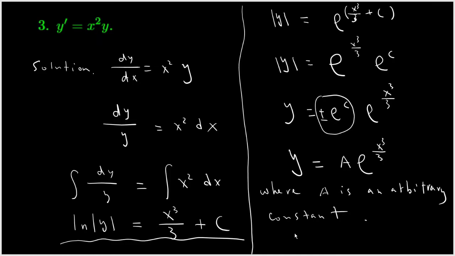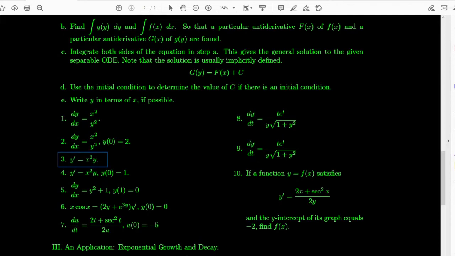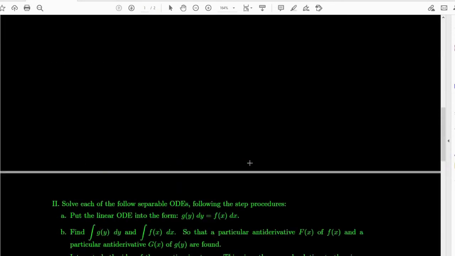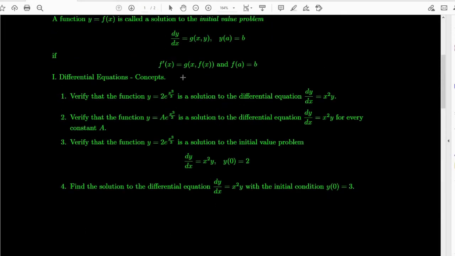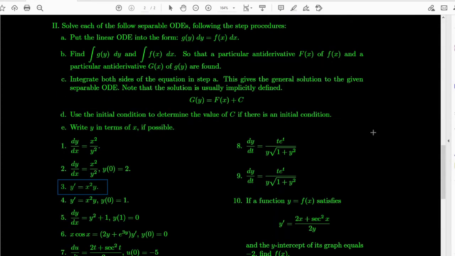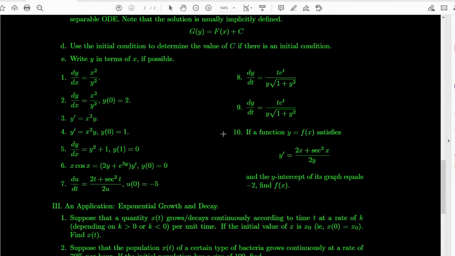Do you see it's actually the question I used to motivate the concept of the solution to ODEs? If you look at part 1, this is the function I used in part 1. That's the equation I used in part 1, the differential equation in here. I was trying to tell you why this one is a solution to that ODE. So we're done with question 3.